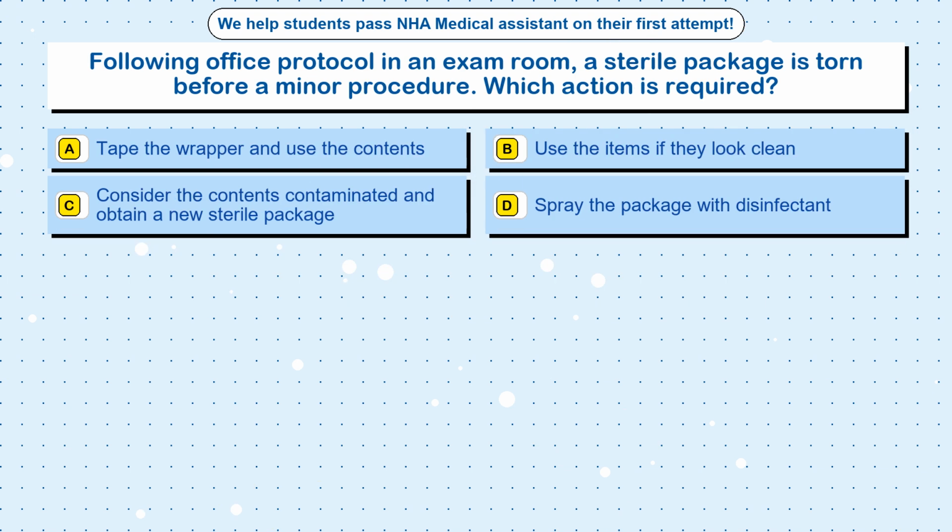Question 64. Following office protocol in an exam room, a sterile package is torn before a minor procedure. Which action is required? Option A. Tape the wrapper and use the contents. Option B. Use the items if they look clean. Option C. Consider the contents contaminated and obtain a new sterile package. Option D. Spray the package with disinfectant.